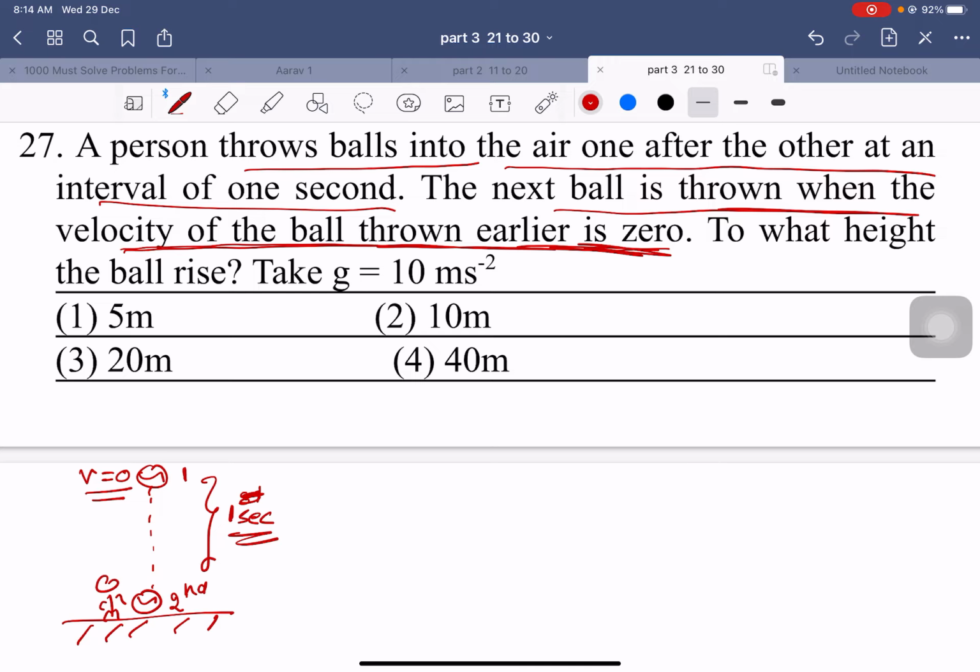So how do we calculate that maximum height? Can we use v square? I cannot use that here, but the maximum height is 5 meter, because the distance traveled in the first second is 5 meter itself. Yes, I can use x is equal to ut plus half at square.